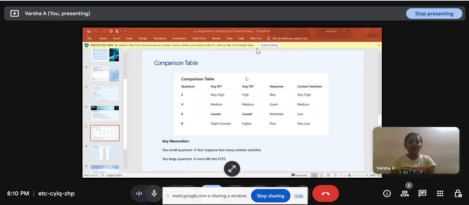The key observations we have seen: when the quantum is very small, the response time is fast, but the number of context switches increases, which increases CPU overhead. When the quantum is very large, the algorithm behaves similar to first come first serve, leading to higher waiting time. Therefore, a balanced quantum value is necessary to achieve both fairness and efficiency.